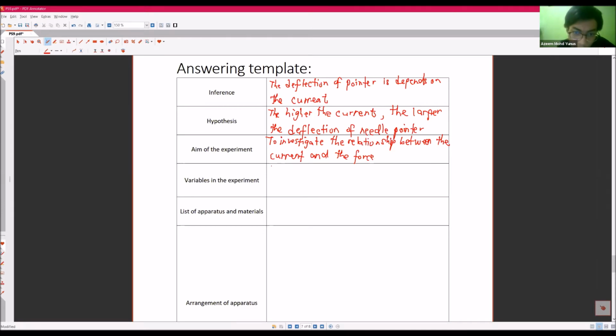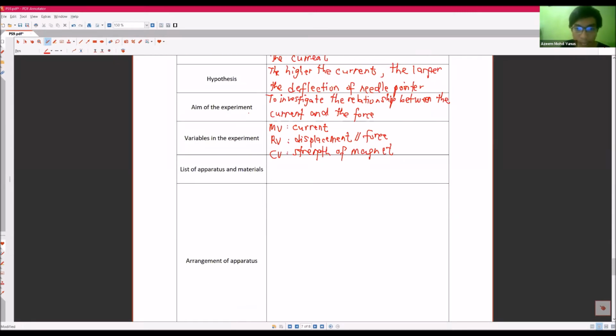For the manipulated variable, make sure that you write it in a complete sentence: current. Responding variable: displacement. That is how we're going to measure the force, or you can just state the force here, it doesn't matter. But we're going to measure the displacement instead of force in terms of newton. We measure it in terms of meter, or centimeter, which is easier. The constant variable here is the strength of the magnet.